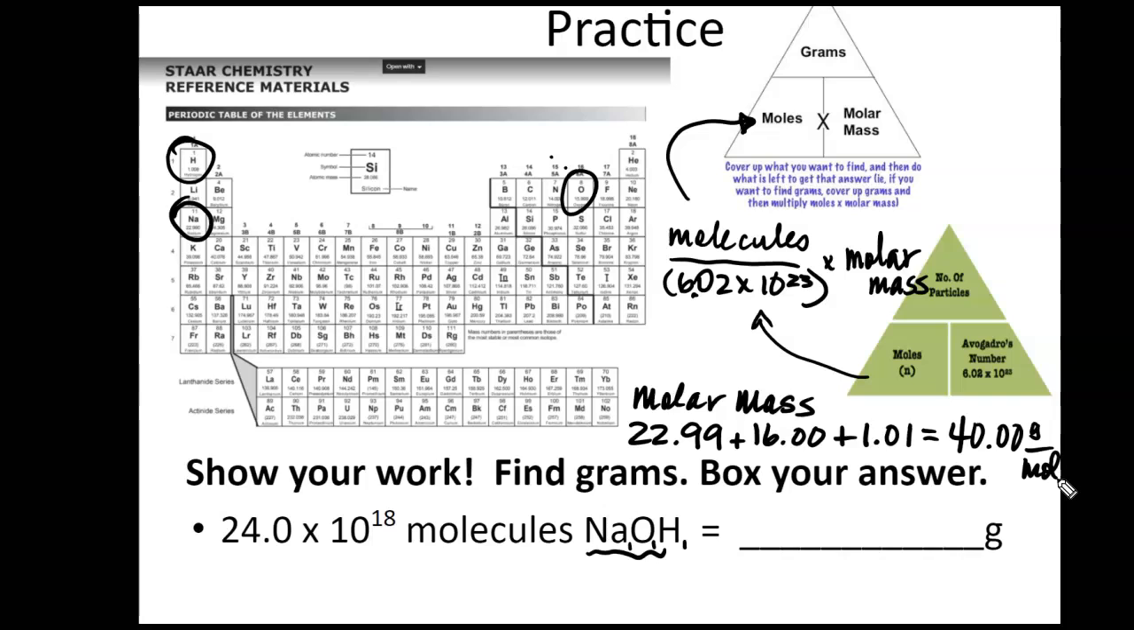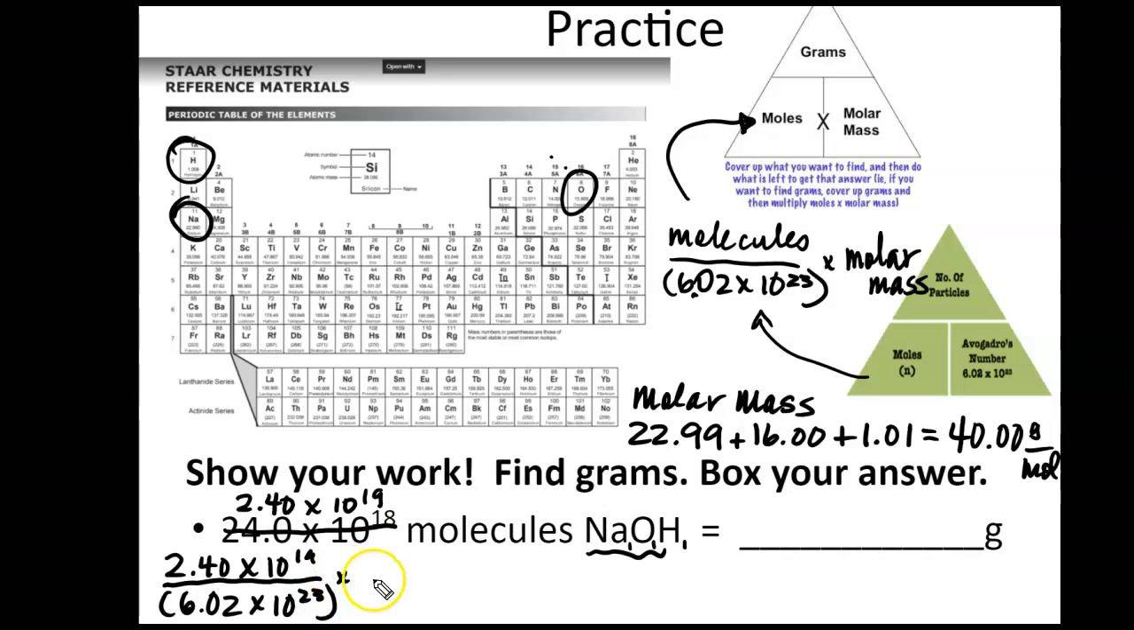Okay, so now I know my molecules. And why is that written as 24? Oh, we got to change this number because that's written incorrectly. That should be written as 2.40 times 10 to the 19. Okay, so here we go. My molecules, 2.40 times 10 to the 19. We're going to divide that by Avogadro's number, 6.02 times 10 to the 23rd. And then we're going to multiply this result by 40.00 for the sodium hydroxide. So I'm going to go ahead and put that in my calculator.